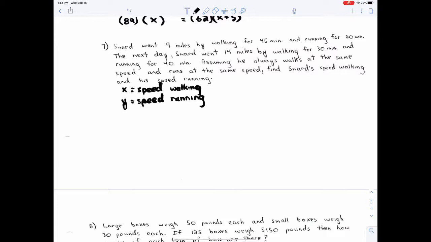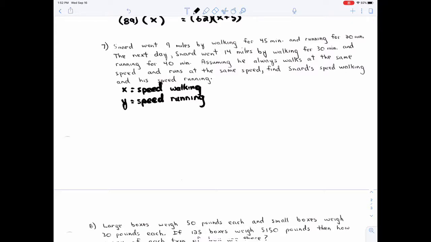Okay, so what's the first thing here? Again, what's this problem about? It's about walking and running. So we need two big pieces of information here, because we have two different variables. Is that 9 miles about both walking and running? Yes, it is. So that's a big piece of information. Notice the 45 is only about walking. The 20 is only about running.